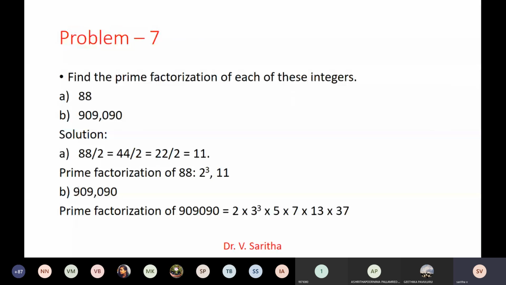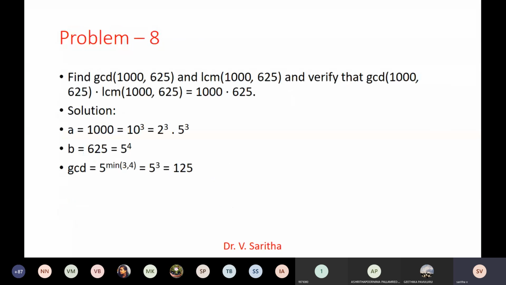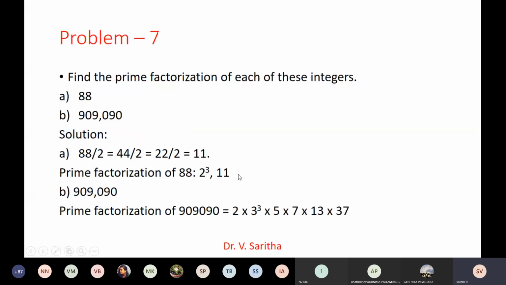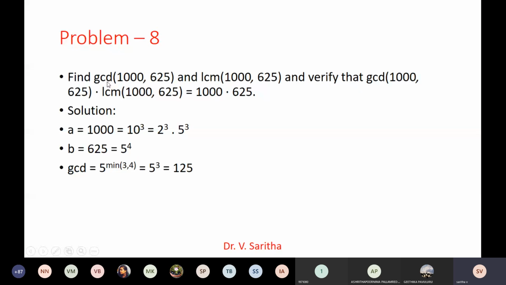Okay, fine. Then let us go for the next one. So here, this one. Find GCD. I am halfway through solving this actually. Find GCD and LCM of 1000 and 625 and verify that GCD into LCM is equal to 1000 into 625. So we are supposed to verify this because the numbers are big in value. What we want to do is, you can easily observe that both can be expressed in some powers or kind of thing.